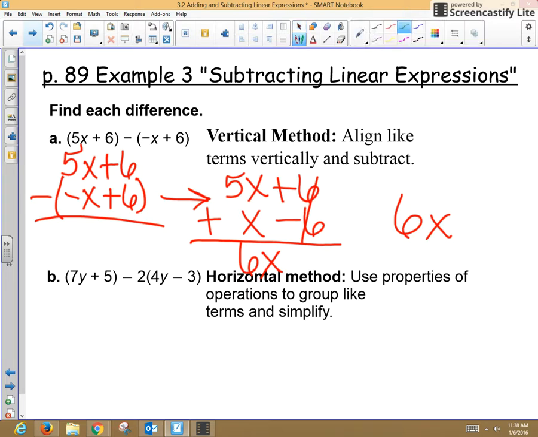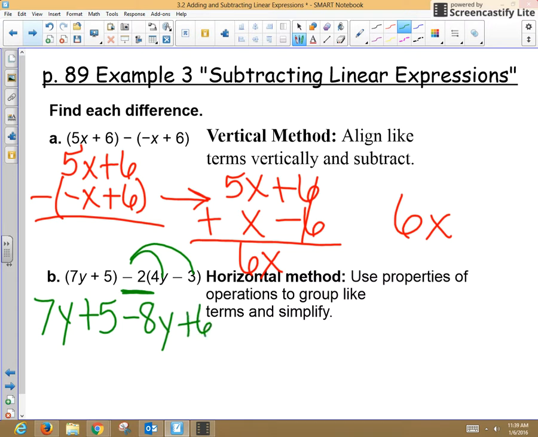And in order to do this, I need to use distributive property because I notice this negative 2 that needs to be multiplied to the 4y and the negative 3. Bring down 7y plus 5 first, and now let's distribute. Negative 2 times 4y is negative 8y. Negative 2 times negative 3 is positive 6.